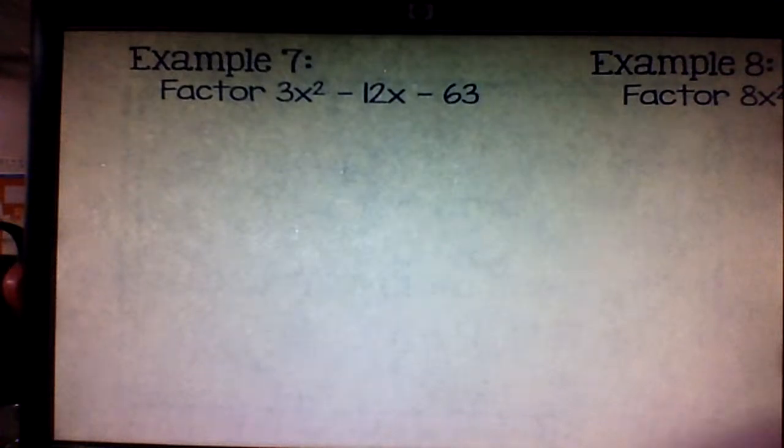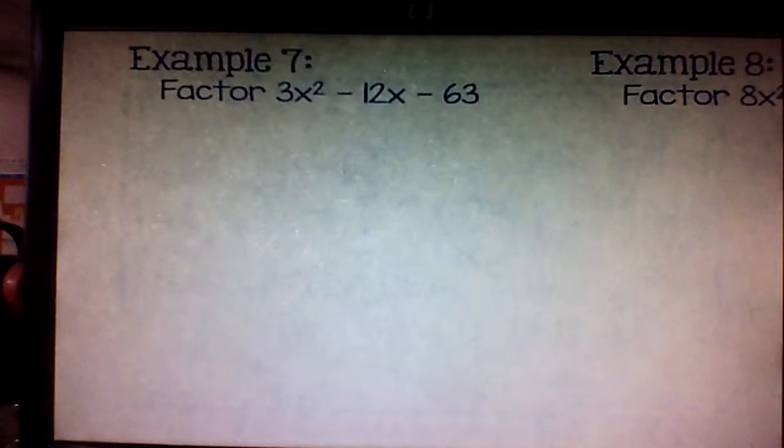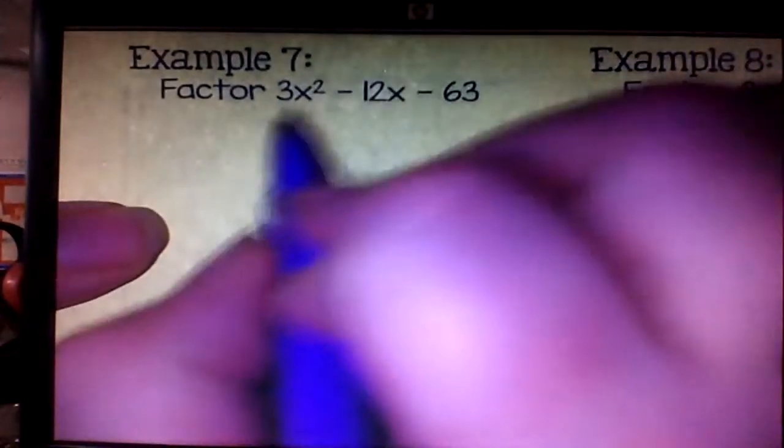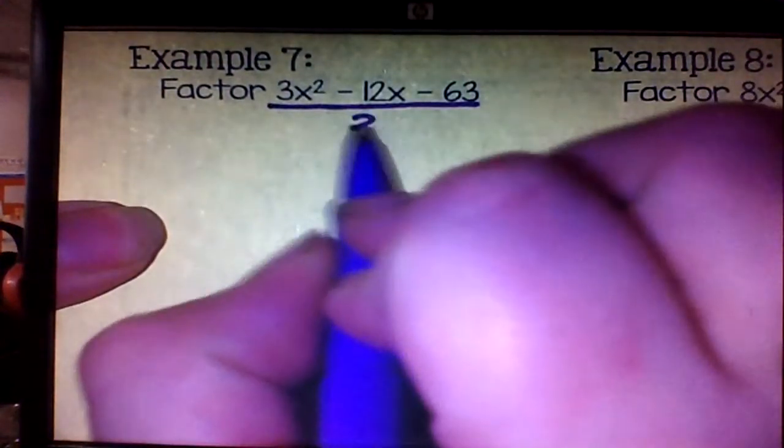Okay, so what is different about this one that we didn't have to deal with every other one we've done today? The first coefficient. My first coefficient, x squared, is no longer 1. But remember, when you factor, the first thing you should technically look for is a greatest common factor. Is there a greatest common factor between 3 and -12 and -63? Yes, 3. I can divide everything by 3 first.